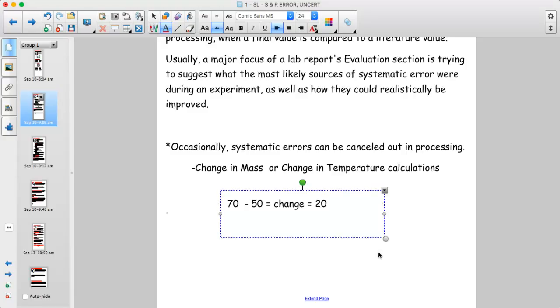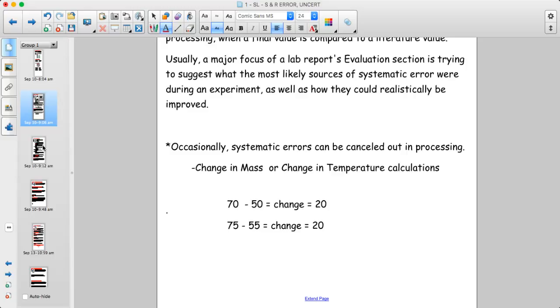Well, if your thermometer measures 5 degrees too high, you'd get 75 and 55, and so the change would still equal 20. So sometimes if you subtract 2 values, usually if you subtract 2 values, it's possible for the errors to cancel out. Not something to rely on, just wanted to point it out.